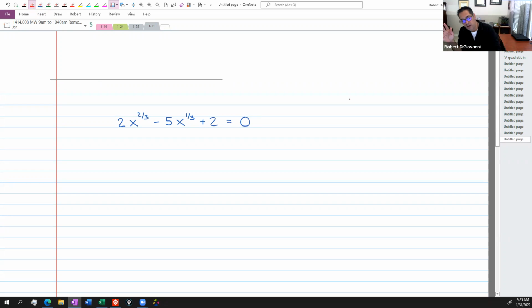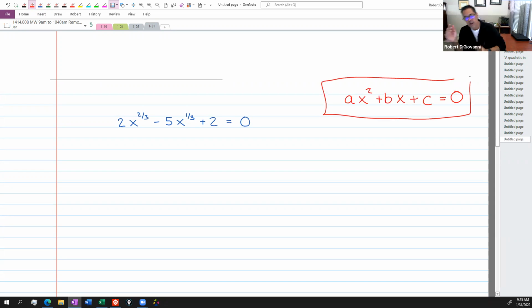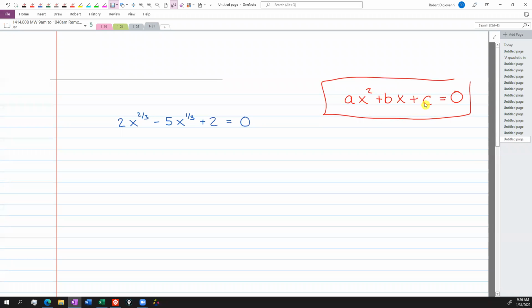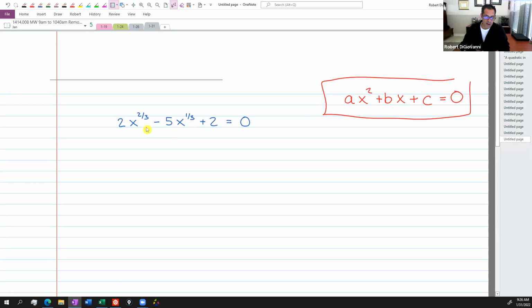All quadratic equations look like this: ax squared plus bx plus c equals 0. That's what a quadratic is. We have some variable squared, and then some variable by itself, and then no variable. This is not a quadratic because we don't have x to the second power and then x to the first power. Agreed? Yes. But it does look a lot like a quadratic in the sense that it's three terms. So in that sense, it's similar.